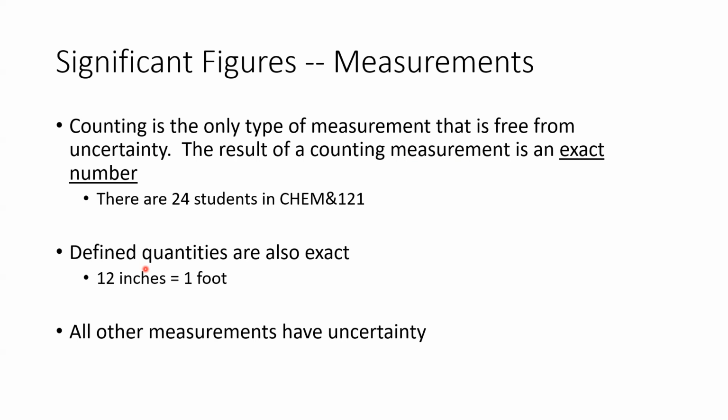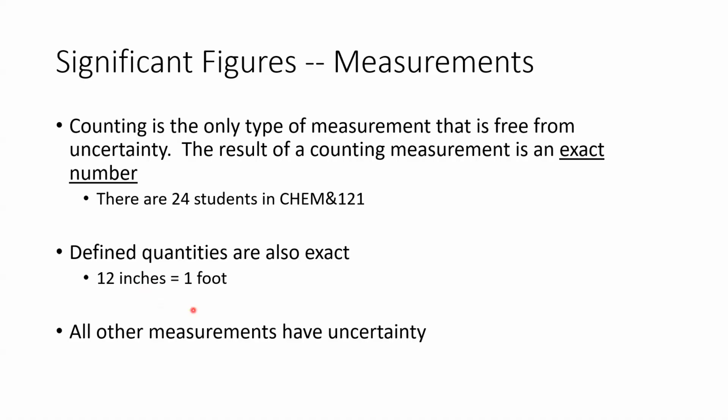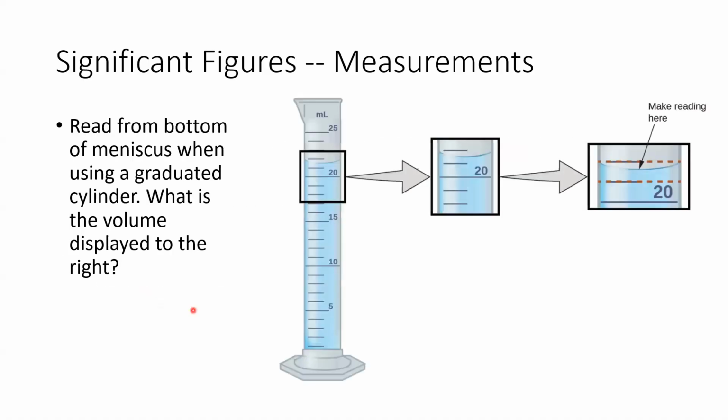But when we're making measurements, there's going to be an uncertainty in those. In addition to counting though, defined quantities are also exact. So if you think about conversions like inches to feet, there's exactly 12 inches in 1 foot. It's not 12.0002 or anything like that. It's 12 right on the dot. So those are exact values. Counting is an exact number. But when we're making measurements like with the graduated cylinder here, that's going to be an inexact number. We're going to have significant figures there though to tell us how uncertain that value is. Essentially, how much confidence can we have in that measurement?